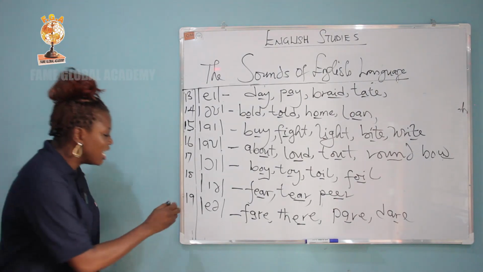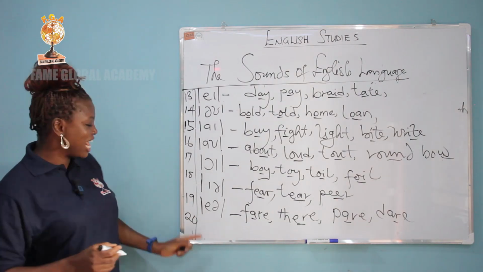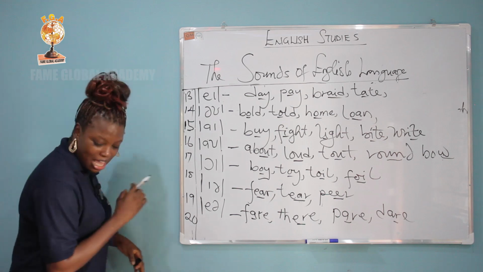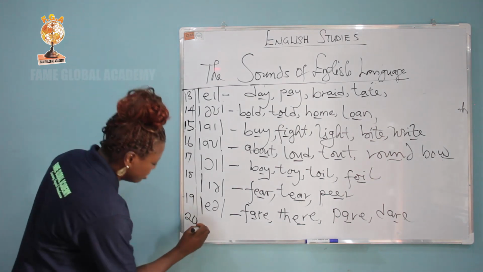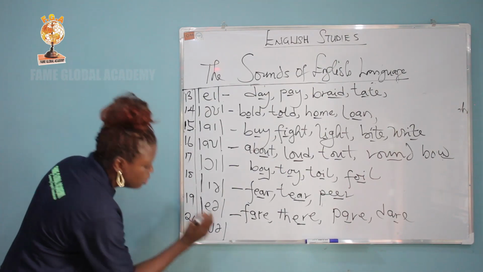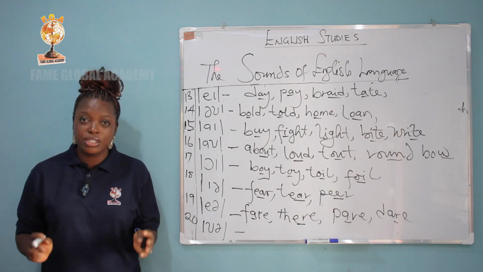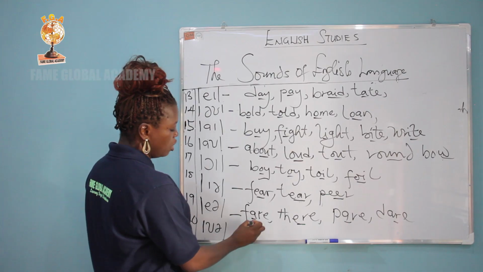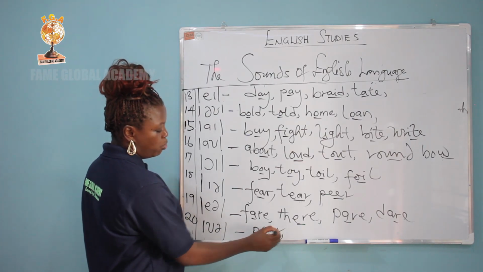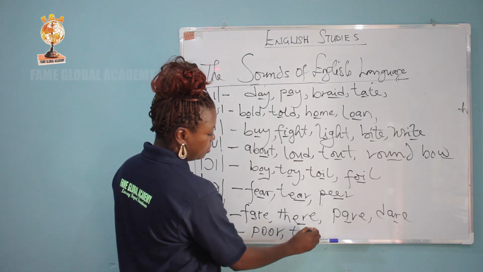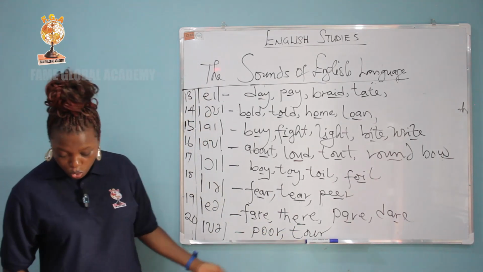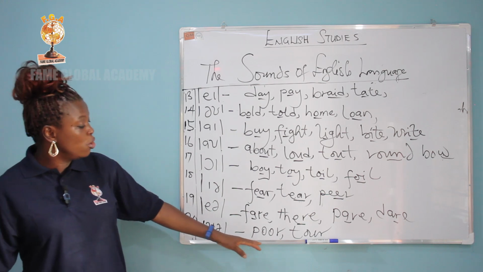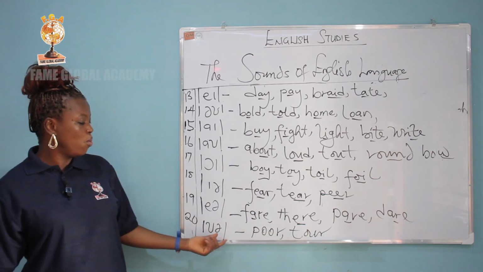Alright, so for the last vowel sound and the diphthong, which is the final vowel sound we're treating for now, is the or sound, as found in words like poor, tore, poor, tore.